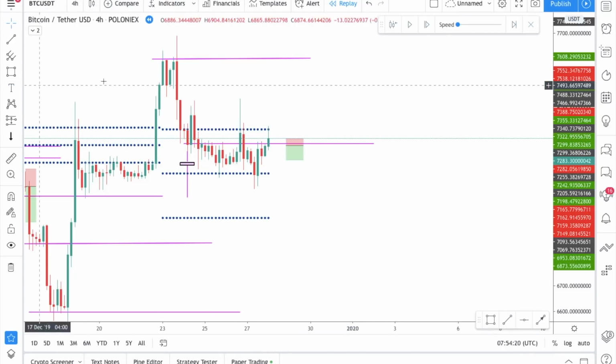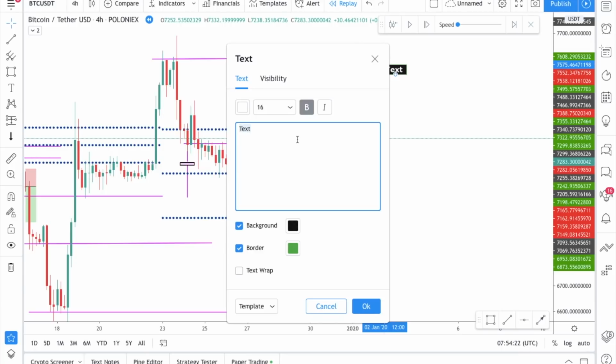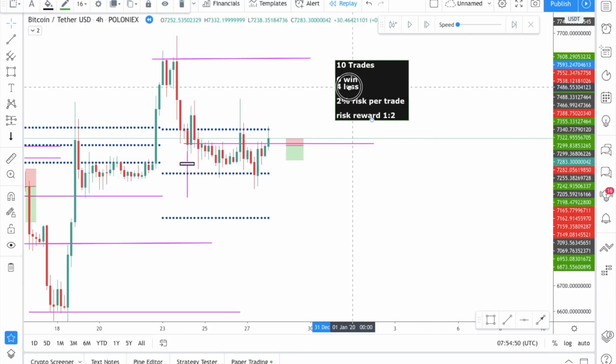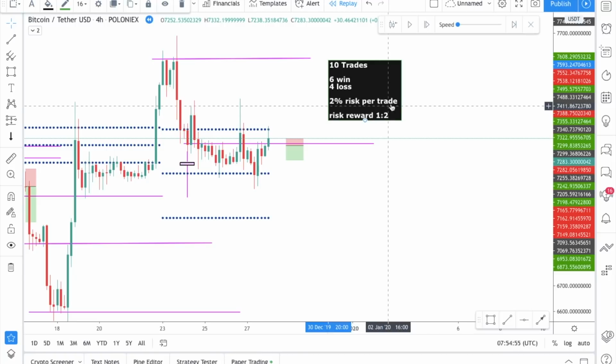So now let me write it down, everything what we actually did. Okay, so we placed in total of 10 trades, 6 win trades and 4 losses, right? 4 loss, and we played with 2% risk per trade, and also risk reward was 1 to 2. So now we can get the image here, right? 10 trades, 6 win, 4 loss, 2% risk per trade, and risk reward 1 to 2.